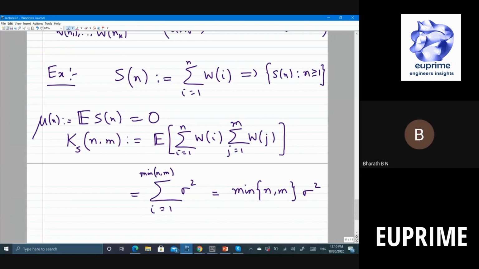So now, this leads to an interesting notion called stationarity. Essentially, this covariance depends on what n and m are. For example, if n is 3 and m is 2, then it's 2 times sigma squared. If n is equal to 100 and m is equal to 200, it's 100 times sigma squared. So the covariance changes depending on what n, m you choose. Okay.